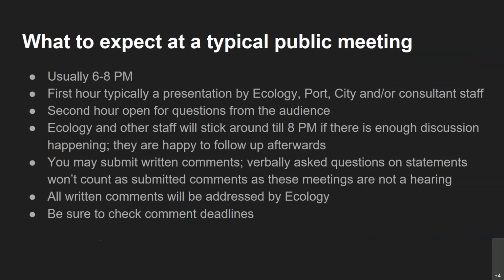Ecology and other staff usually will stick around till 8 p.m. if there's enough discussion happening. And like we've mentioned several other times throughout this workshop, they are always happy to follow up afterwards too if you have other burning questions or didn't feel like there was enough time, or had a question you didn't necessarily want to ask in front of everyone, or you weren't quite sure how to actually physically submit your comment and wanted more guidance on that.